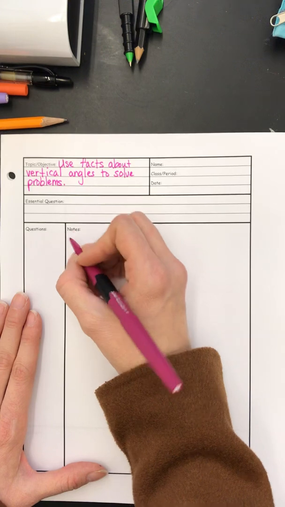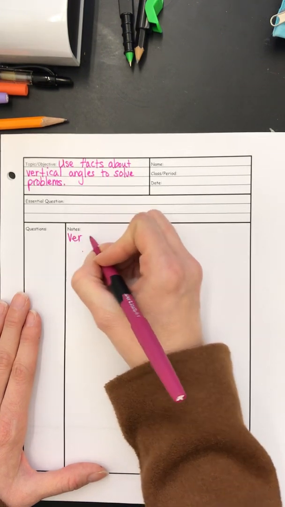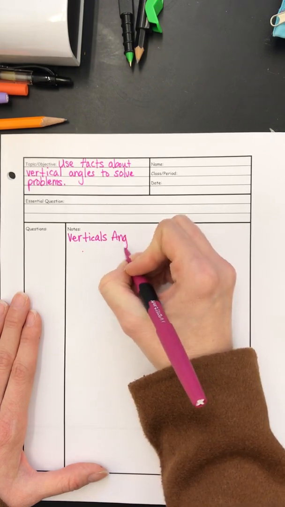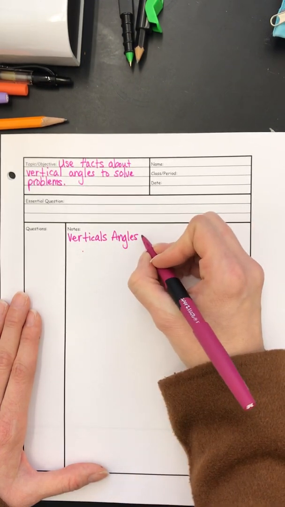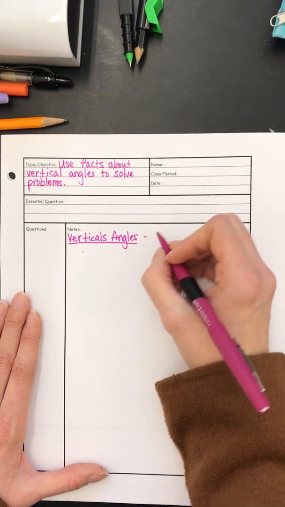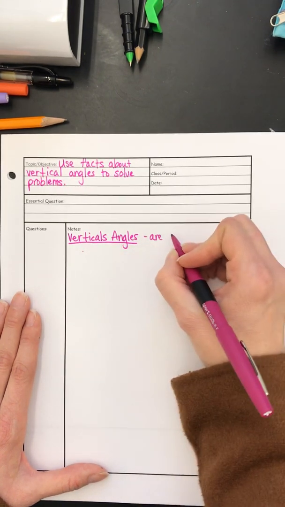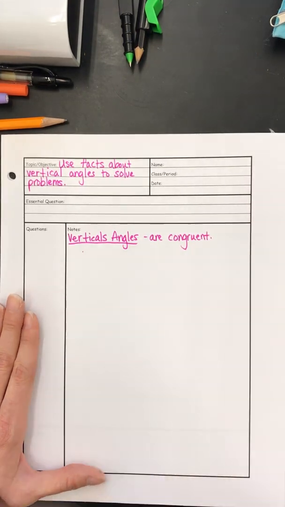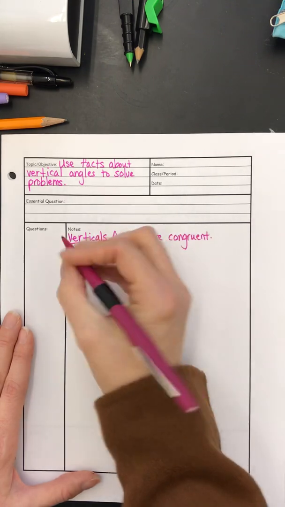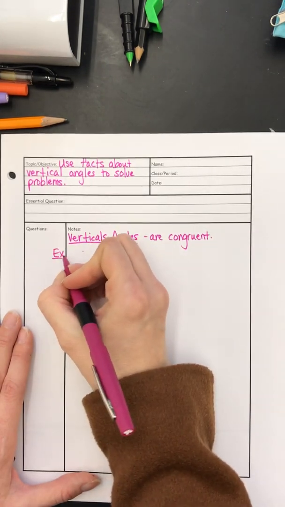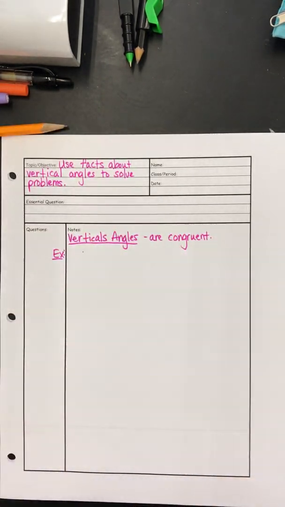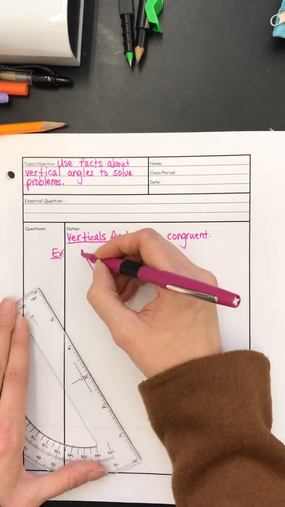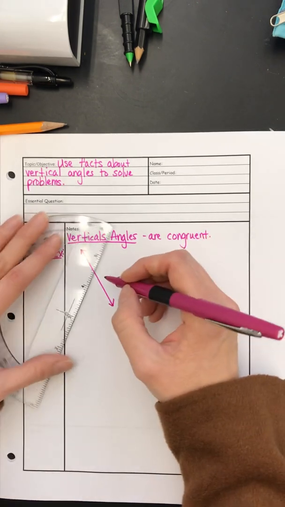So let's go ahead and take a look at vertical angles. Let's just remember that vertical angles, the most important thing I want you to know right now is they are congruent. Now we can use that. We can use the knowledge that vertical angles are congruent to find missing angles. Okay, so let's go ahead and do that. Let's look at an example.